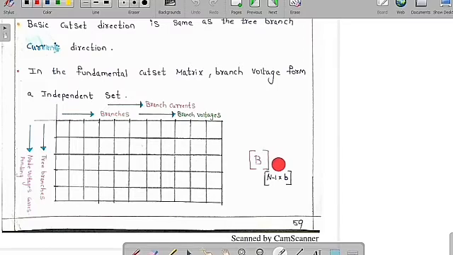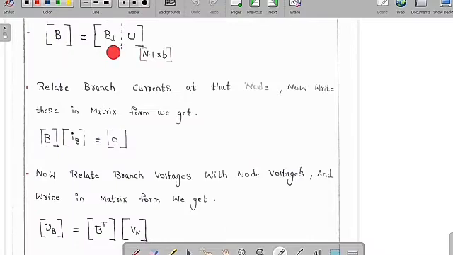So we can say the order of this matrix is the number of twigs cross the number of branches, where you can split the matrix B into two parts: it may have a unit matrix and a non-unit matrix. Now relate branch currents at that node. Now write these in matrix form. Write the KCL equations at each and every node, and we can write that in matrix form also, which is matrix B into IB is equal to 0.